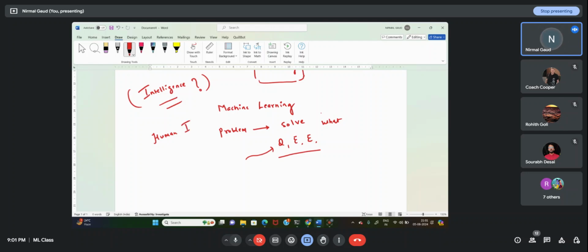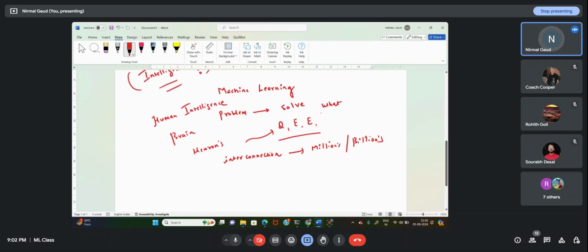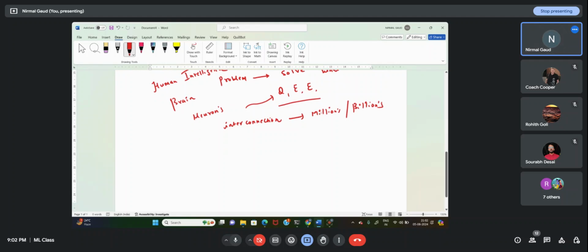So we do have human intelligence. We are humans, so we have human intelligence. We have a brain, and in the brain we have neurons, a big network of neurons, all interconnected. There are millions or billions of neurons present in our brain. So what do the neurons do? They process and synthesize the information. And with this synthesis only, we get the result, the output, the predictions.